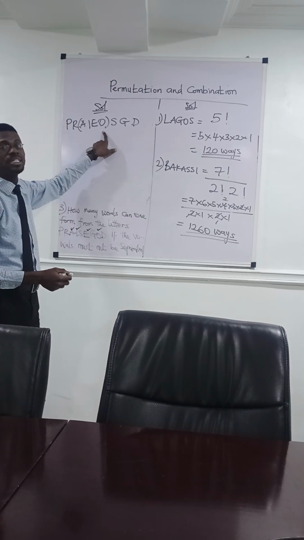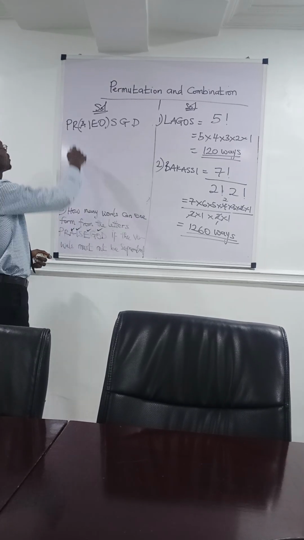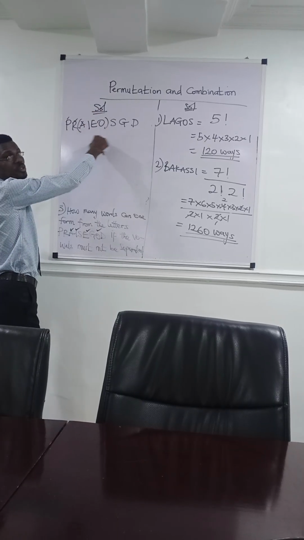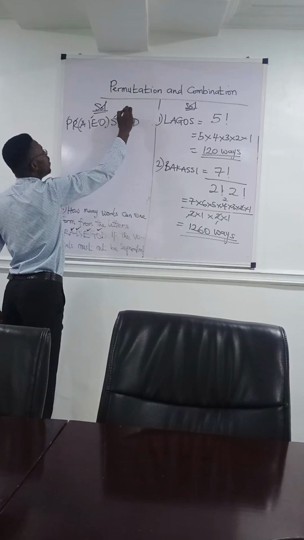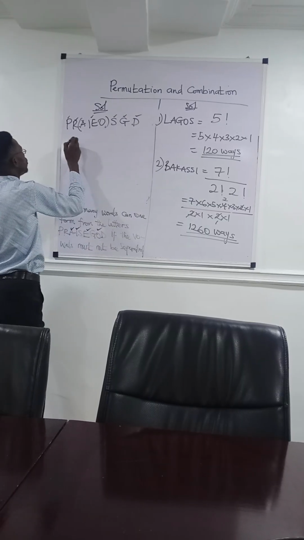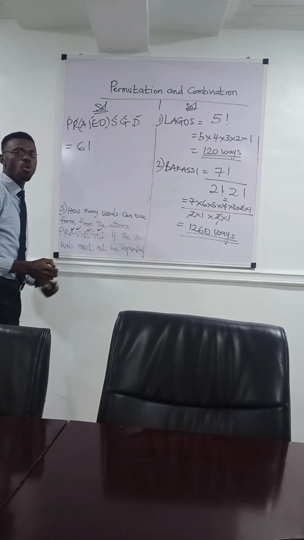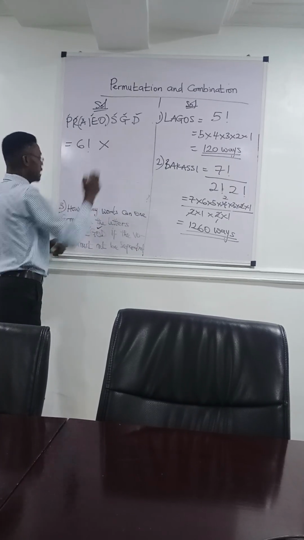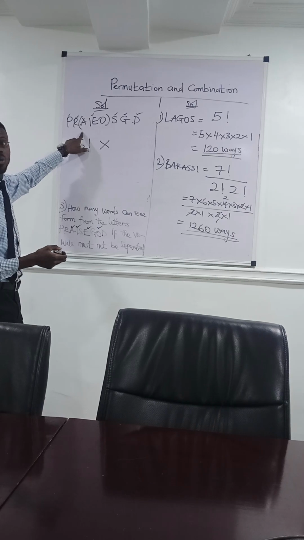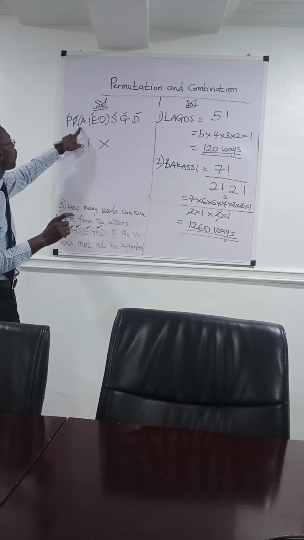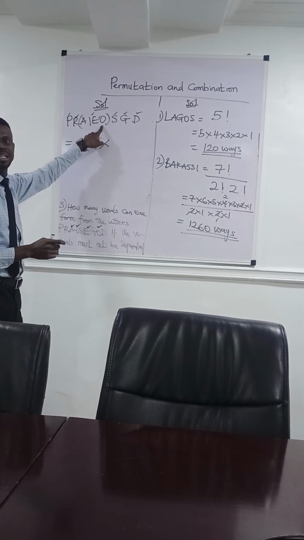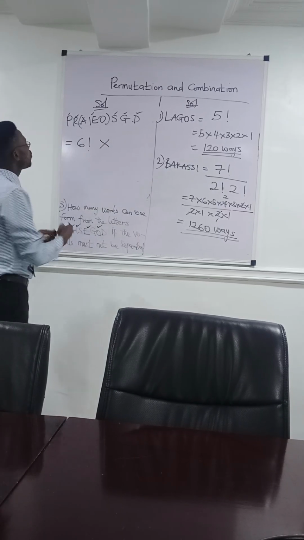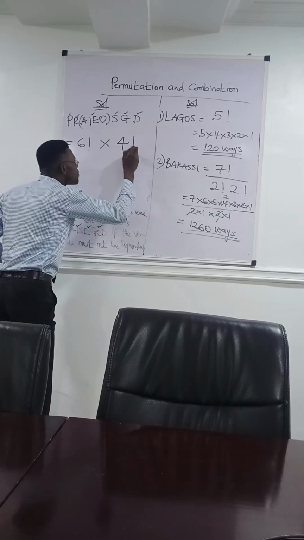Alright? Now if I treat this as one, the total becomes what? 1, 2, everything is treated as one. Don't forget. 3, 4, 5, 6. So the total becomes 6 factorial. Alright? Now times the vowel that we're treating as one is made up of how many letters? 1, 2, 3, 4. And these 4 letters can be permuted in 4 factorial ways. So times 4 factorial.